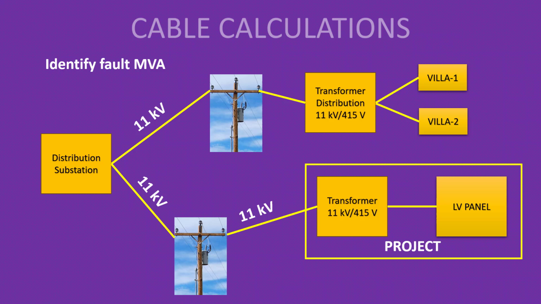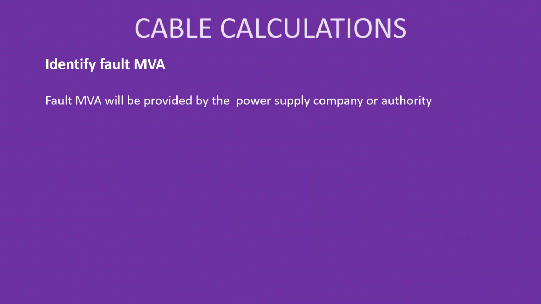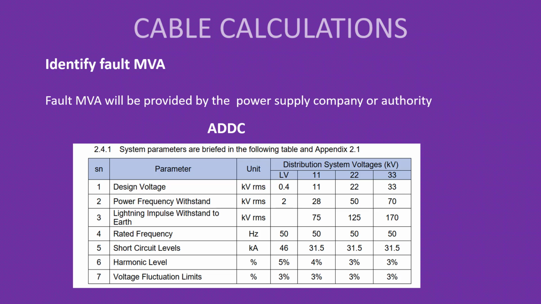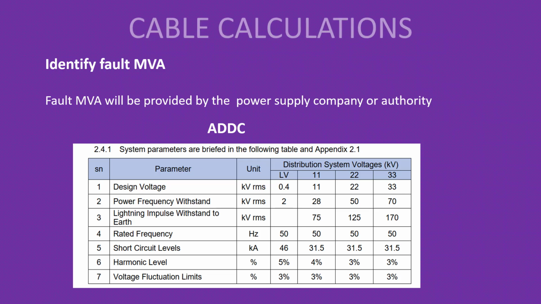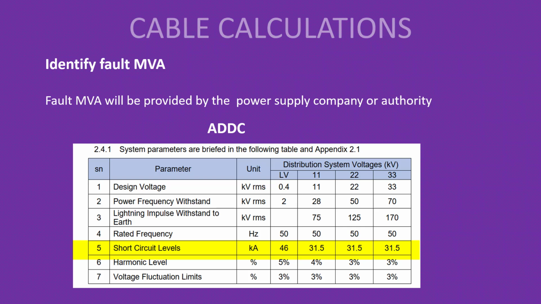But we need data, right? We need fault MVA. Where will we get this? This fault MVA level is given by the power supply providers. You can approach your power supply provider in your area. They will give you the design consideration for fault MVA for your project. This is an excerpt from the design guidelines of ADDC, Abu Dhabi Distribution Company. You can see the short circuit levels are directly given there. You don't need to calculate fault MVA. Just substitute this value in the cable sizing equation. You can find the cable sizes.